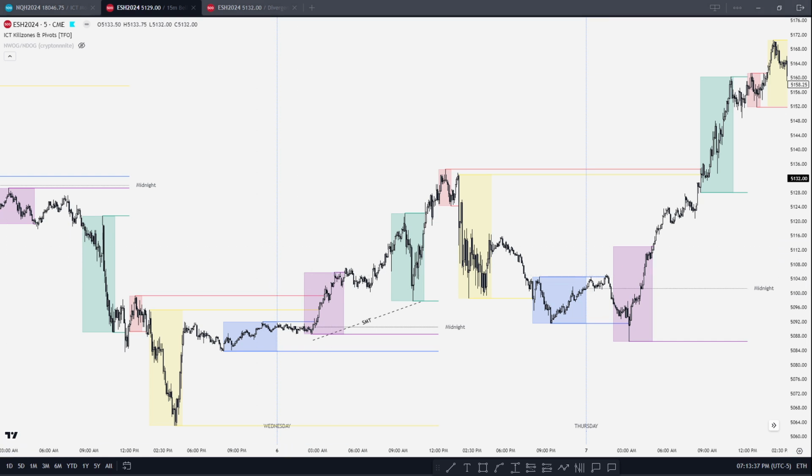Exactly, even more confluence. Been studying the MMXMs and finding it to be very useful. Anyway, you could see some examples this stream as well. Yeah. Well, I guess there was one.